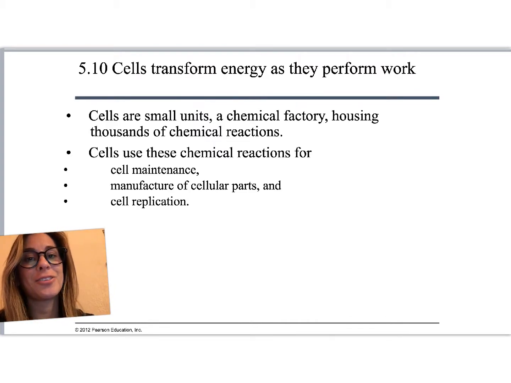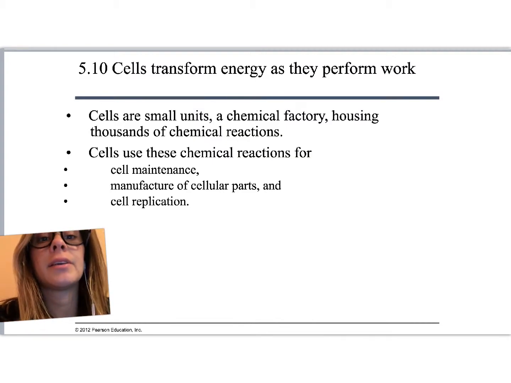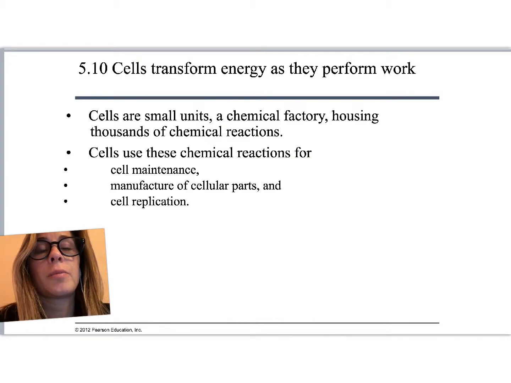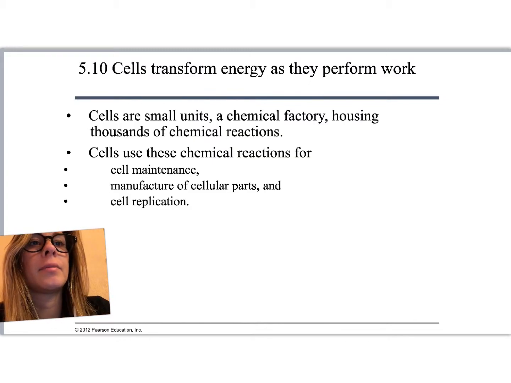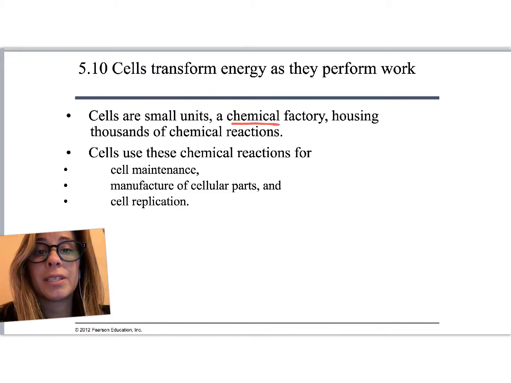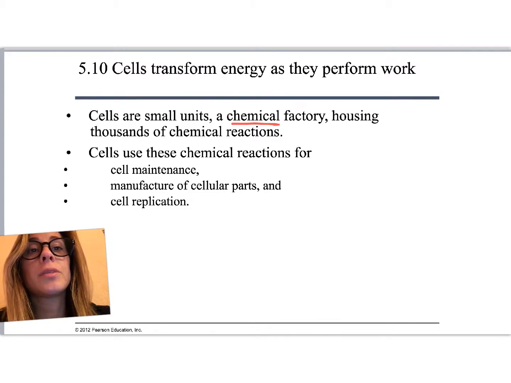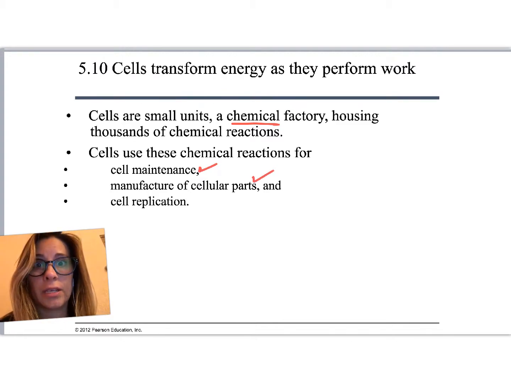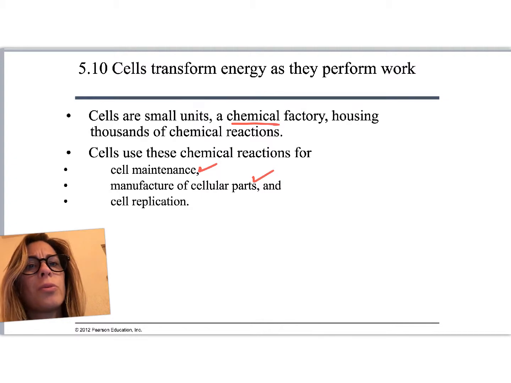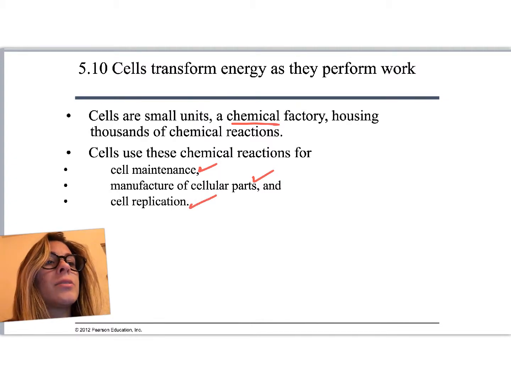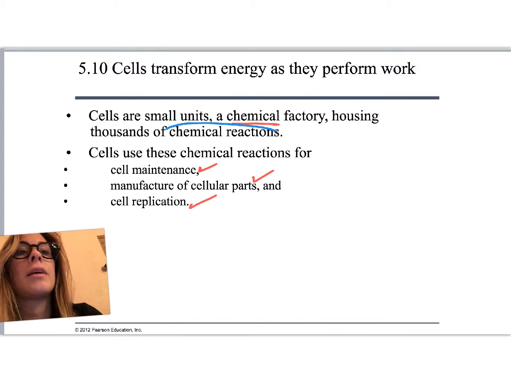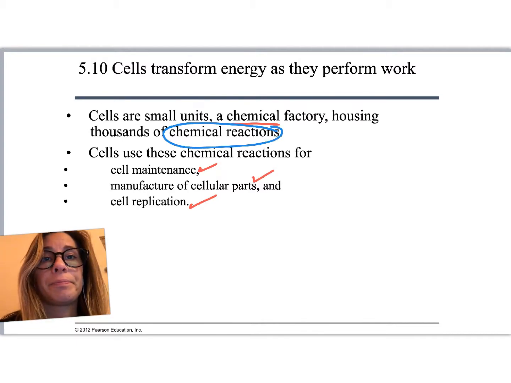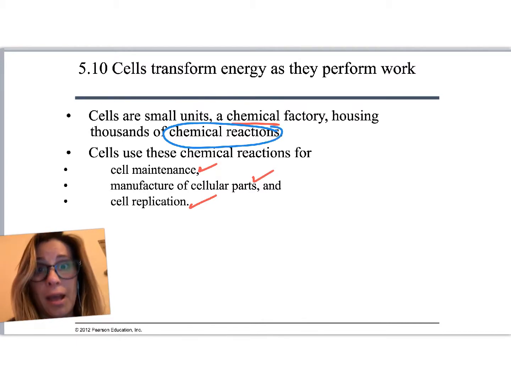So transformations of energy are how cells are able to perform work. And when we're talking about work, you've got to think about cells as being a little bit like a factory. They're building stuff, they're breaking stuff down, they're doing all kinds of, quite frankly, work. Some of those things are going to be maintenance, maybe making new cell parts, maybe breaking down old cell parts. Also, a really important one is replicating cells. So that's going to mean we're going to be forming a lot of chemical reactions. We're going to look a little bit at how those operate.